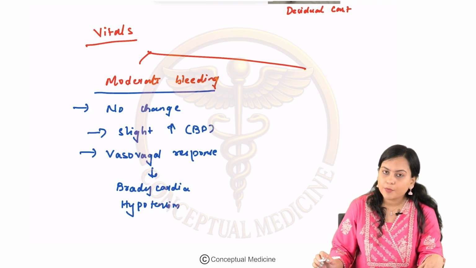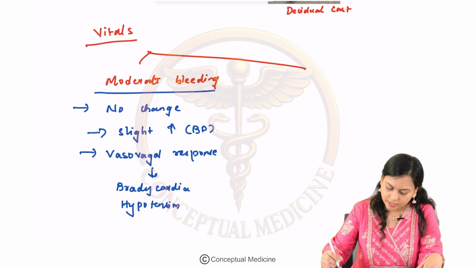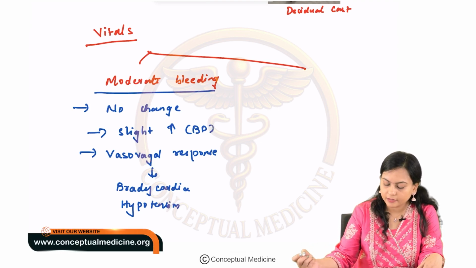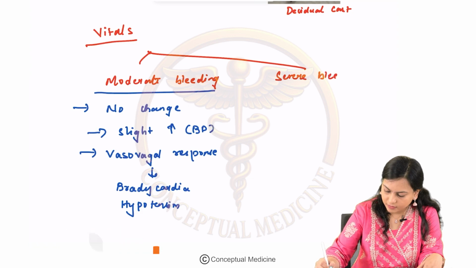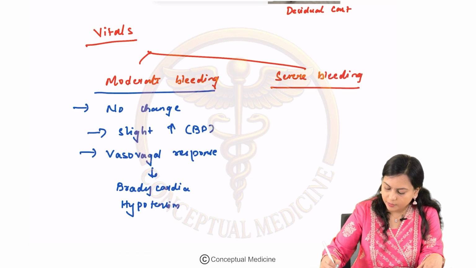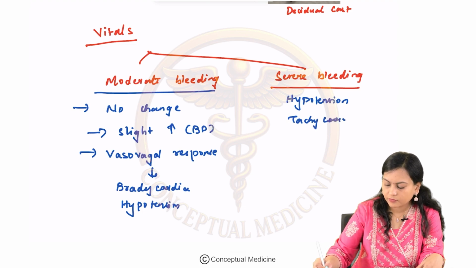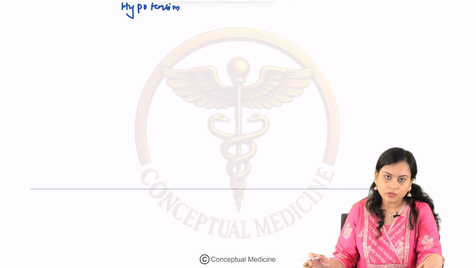Okay, but what will be happening in case of severe bleeding? It is just the opposite, right? So there can be hypotension and tachycardia. Clear? So in case of severe bleeding, there can be hypotension and tachycardia. Okay, now we'll see some lab findings also in general.